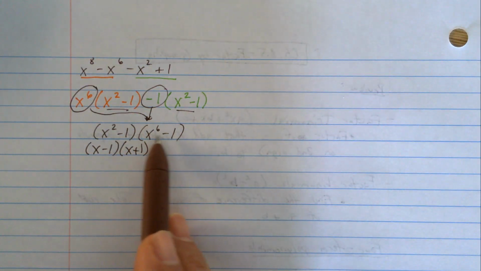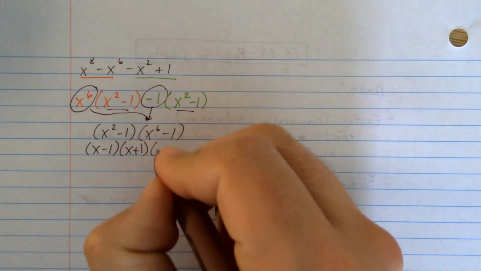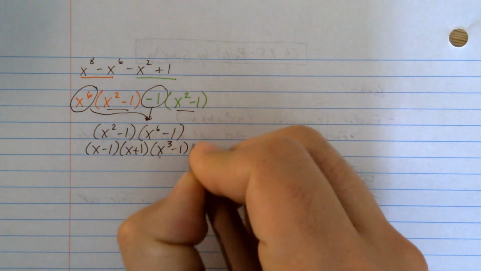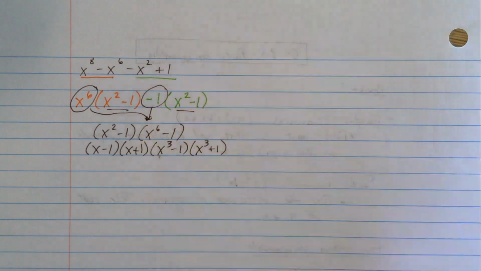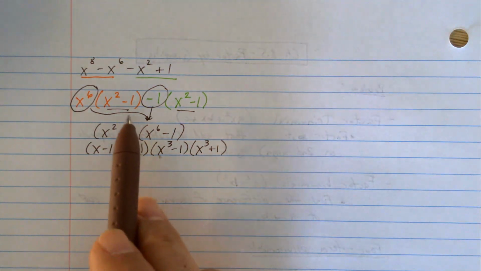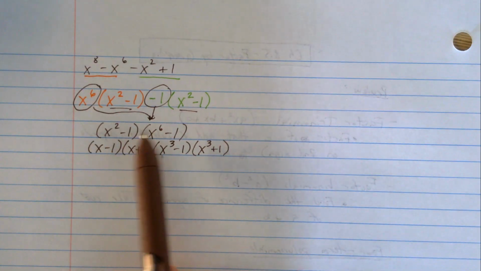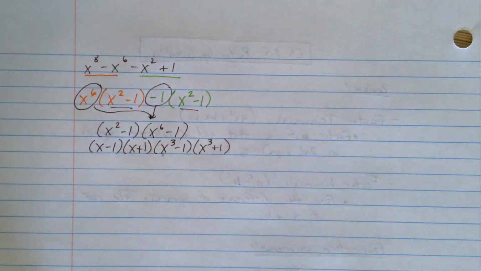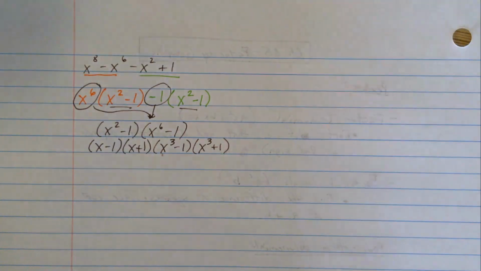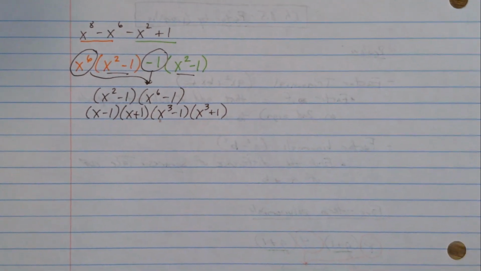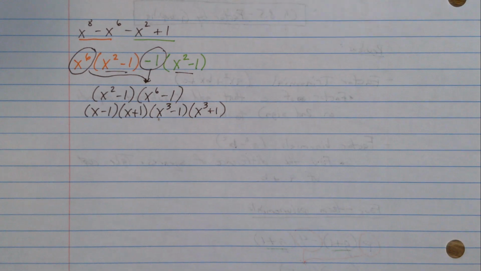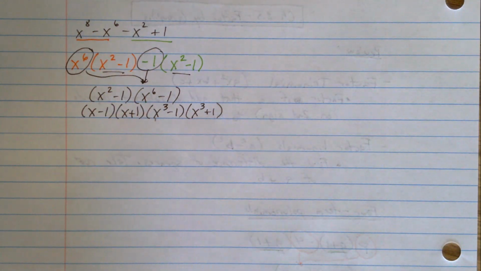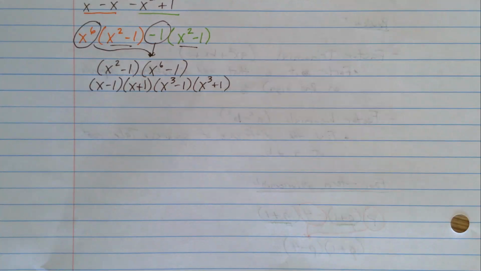And this one is also a difference of two squares. Half of 6 is 3. So it's x cubed minus 1 and x cubed plus 1. So here we've combined difference of squares, factoring binomials, with factoring a four-term polynomial. So again, we can combine multiple ways to factor a problem based upon what we have and the number of terms that we have in a problem.